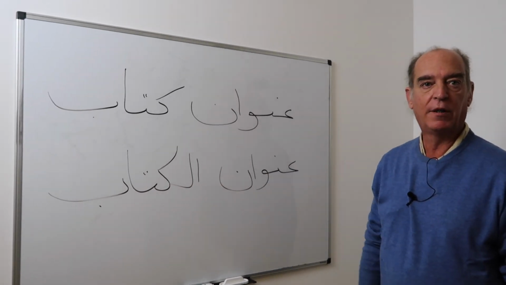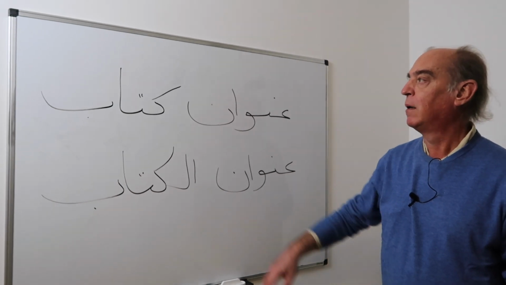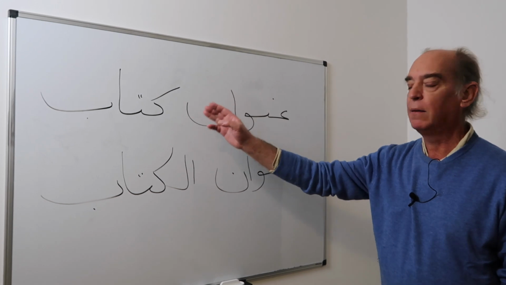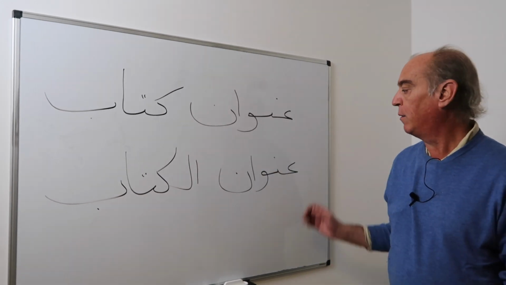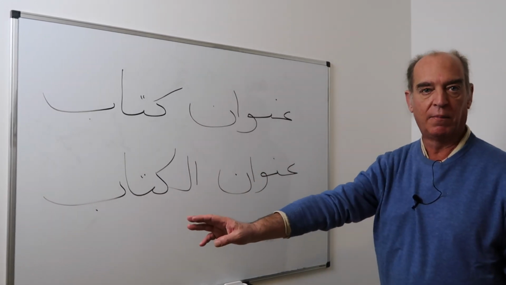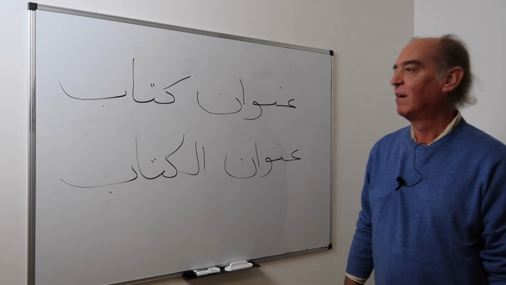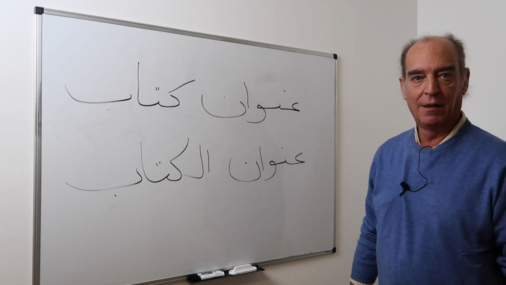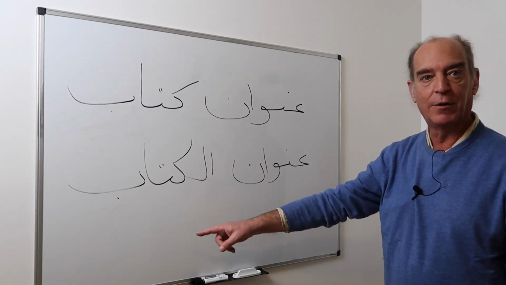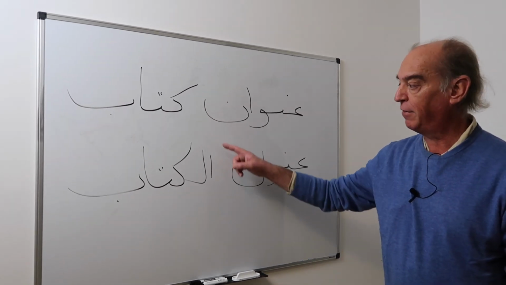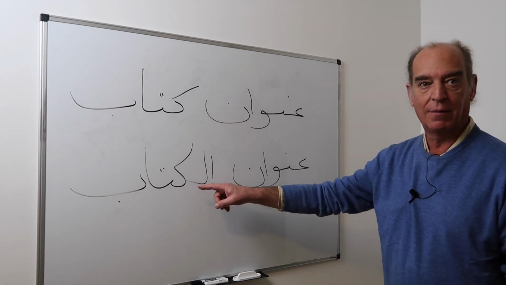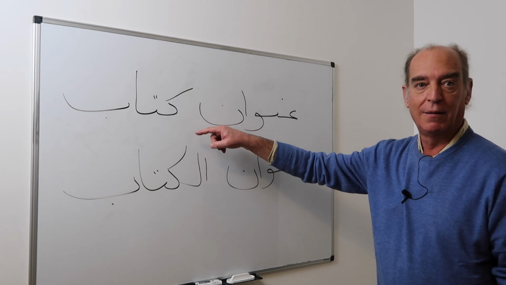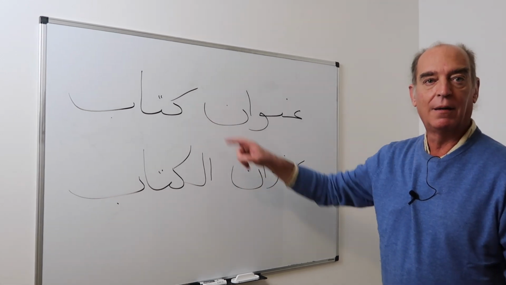In fluent speech, many people don't pronounce the vowels. So you can hear عنوان kitab as عنوان al-kitab. It's up to you. How do you know if it's definite or indefinite? Just looking at the second term, which can have alif lam, the article, which makes it definite, and if it's absent, you have an indefinite.